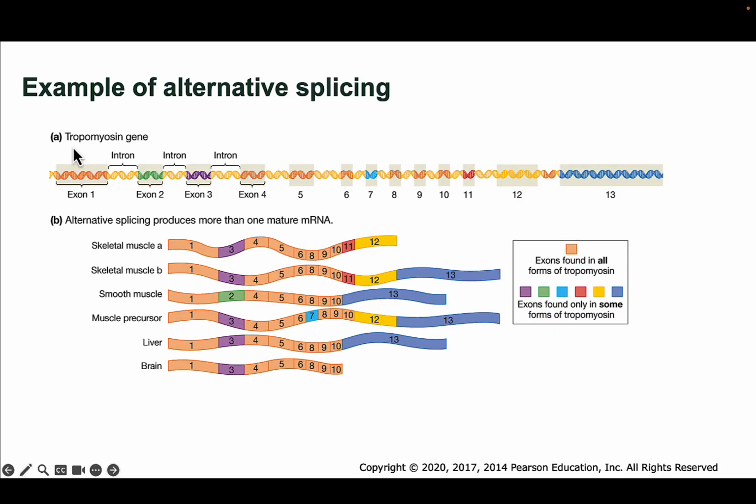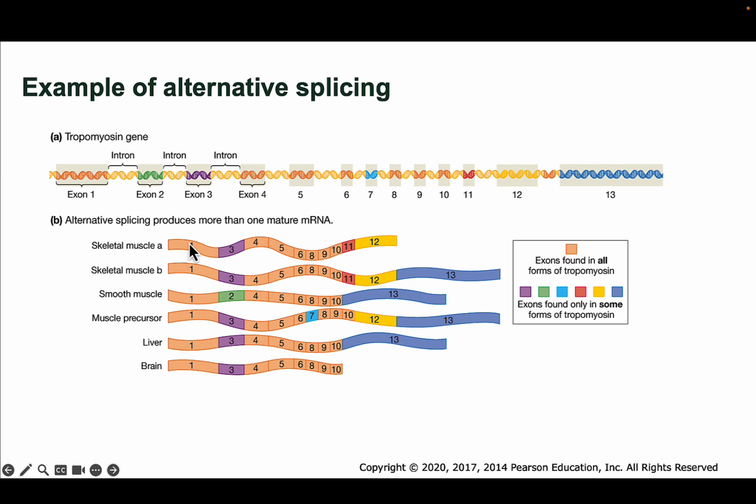Here's a gene called tropomyosin. This is a protein that's important for the function of muscle cells. You can see that this gene has 1, 2, 3, 4, 5, 6, 7, 8, 9, 10, 11, 12, 13 exons, with introns between each of those. This gene is present in all cells, but alternative splicing will produce more than one mature mRNA from this gene.